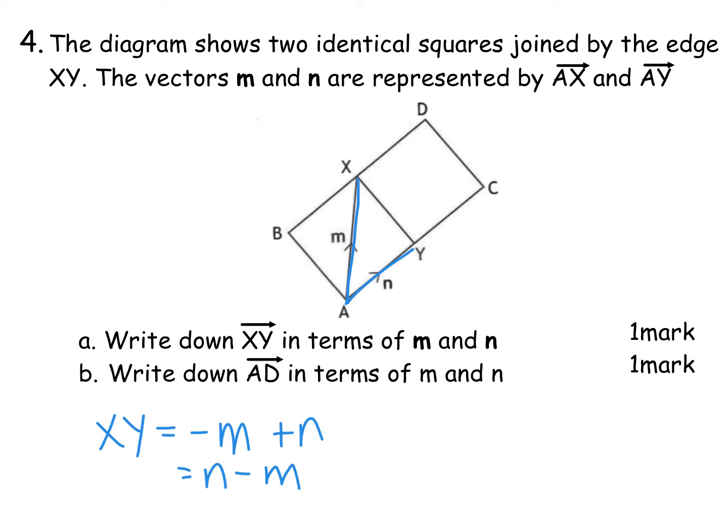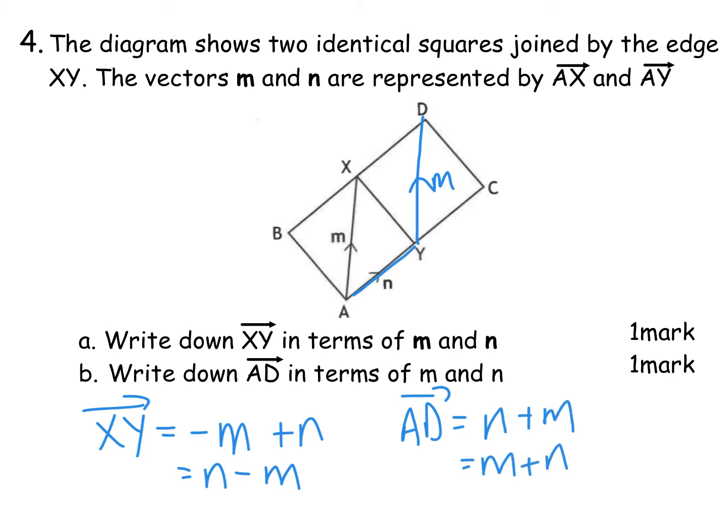Then it wants us to work out the pathway for A to D. So to go from A to D, I would be travelling along N. So A to D would be along N. And then I would just go directly up to D. And because we know these are identical, then that is parallel to vector M. So I'd be going the same direction as M, which is N plus M, or M plus N. I really don't mind which way round it goes. Nice easy 1 mark each question there.